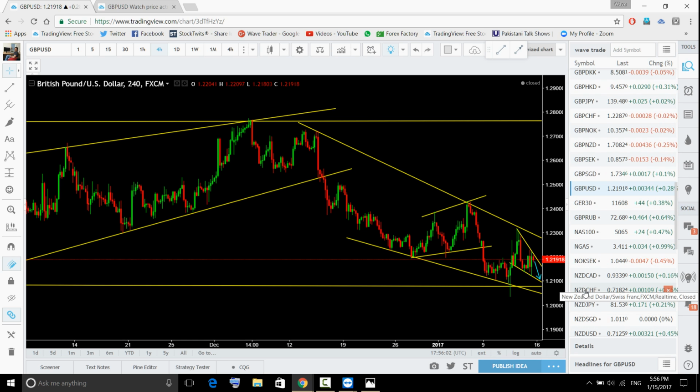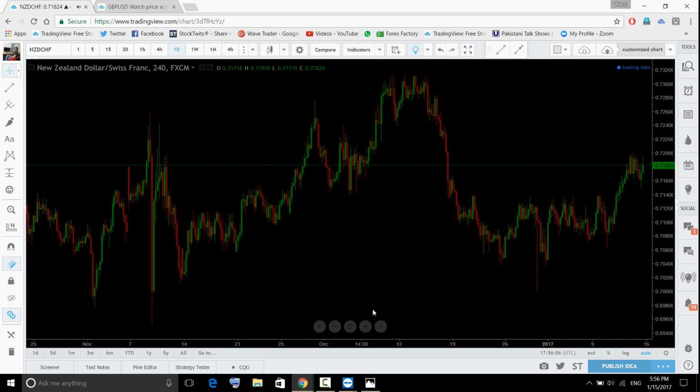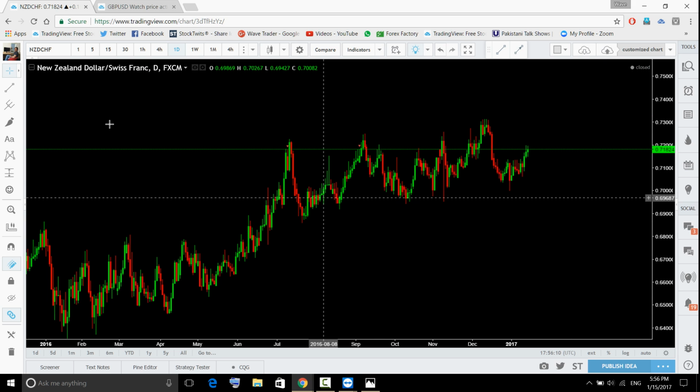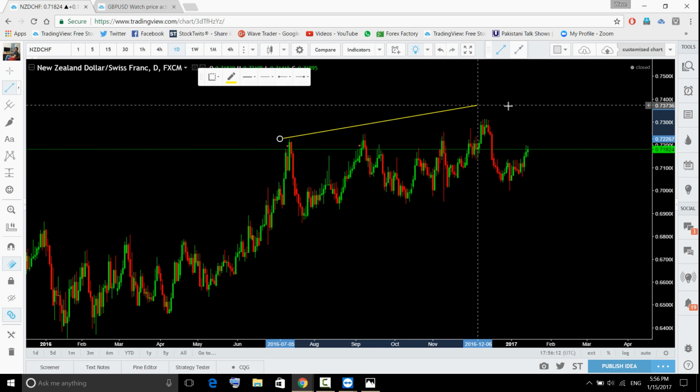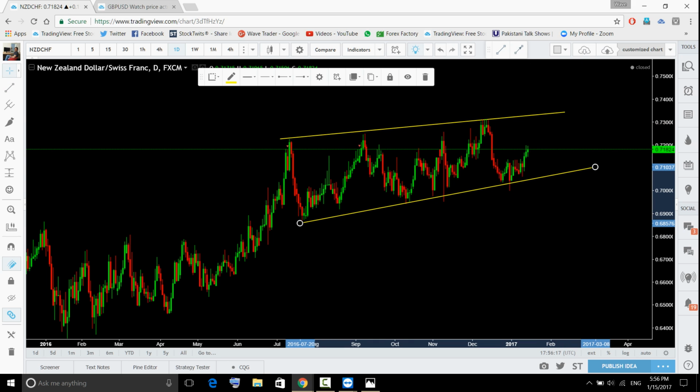New Zealand pair, I have removed my structure and pattern over there. The move is on its way. If price falls back again and continues, then we will look for upside. And if price does not come back, we will look for a sell here at this place.